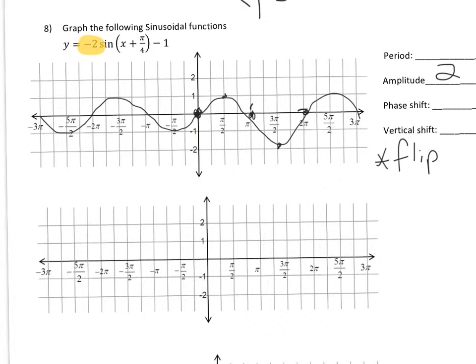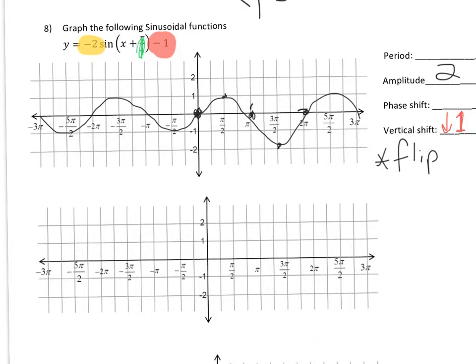Second thing we could have a look at is the number here at the end. That number, of course, I think we realize will cause a vertical shift. This is a down 1 shift. Okay, phase shift.